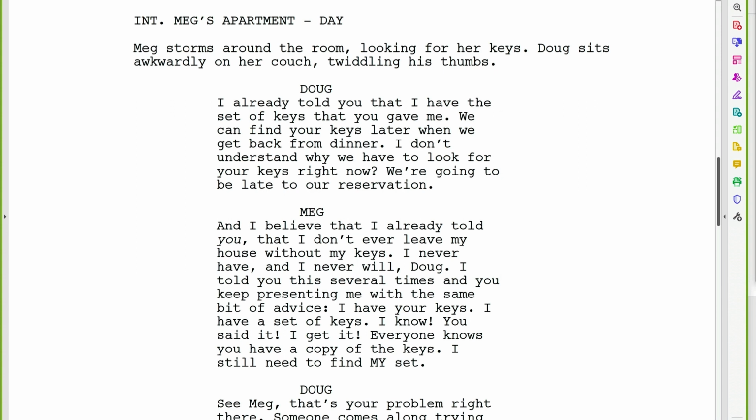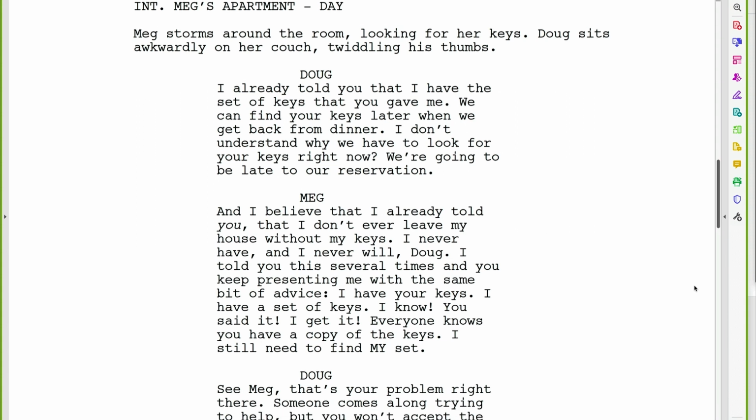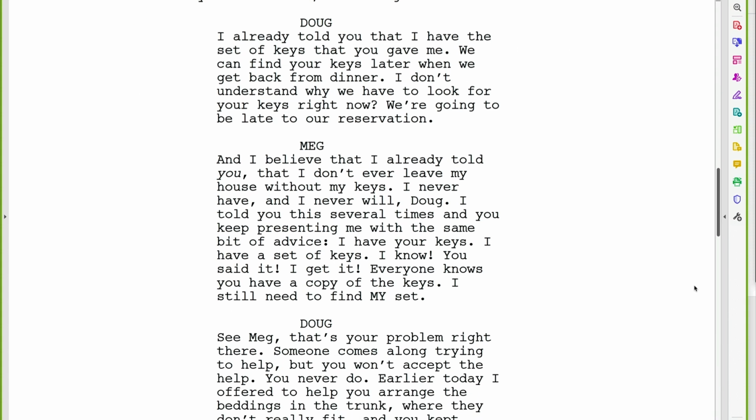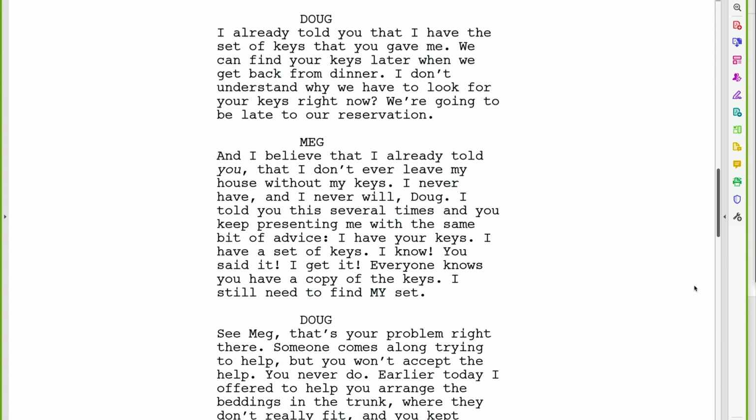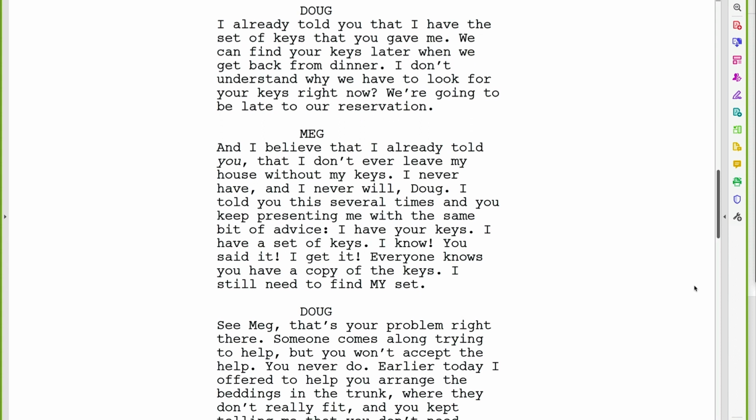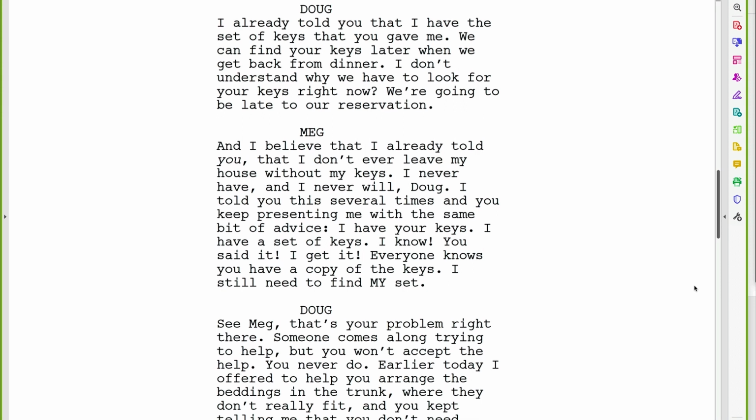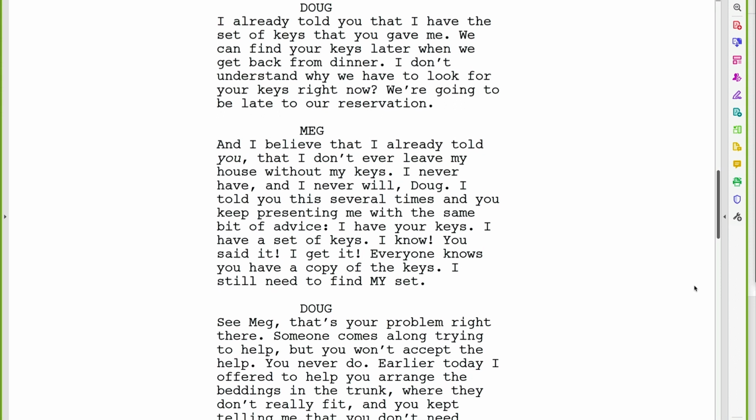Interior Meg's apartment day. Meg storms around the room looking for her keys. Doug sits awkwardly on her couch, twiddling his thumbs. I already told you that I have the set of keys that you gave me. We can find your keys later when we get back from dinner. I don't understand why we have to look for your keys right now. We're going to be late to our reservation. And I believe that I already told you that I don't ever leave my house without my keys. I never have, and I never will, Doug. I told you this several times, and you keep presenting me with the same bit of advice. I have your keys. I have a set of keys.